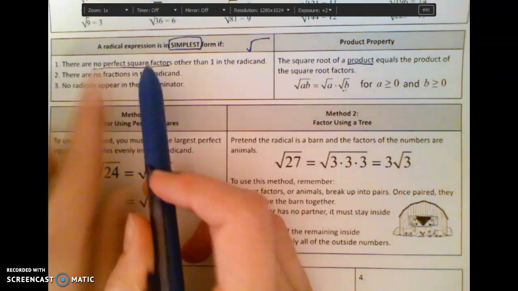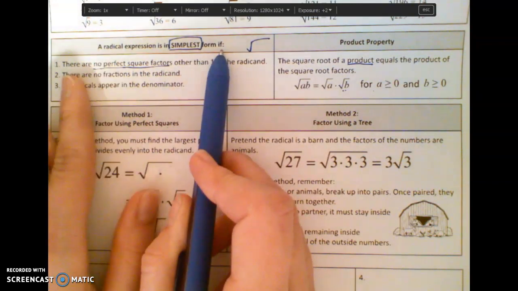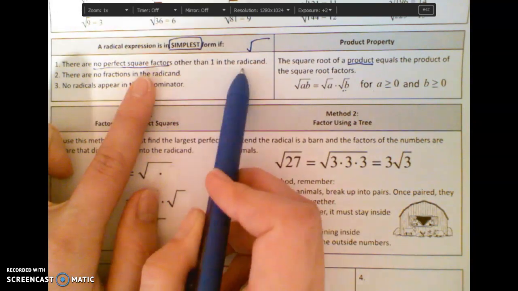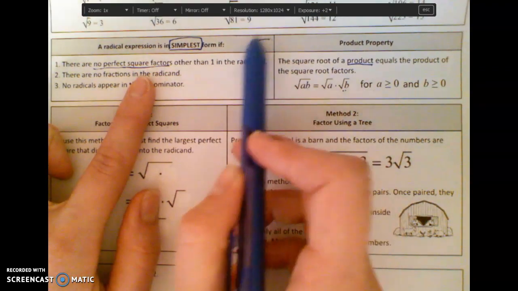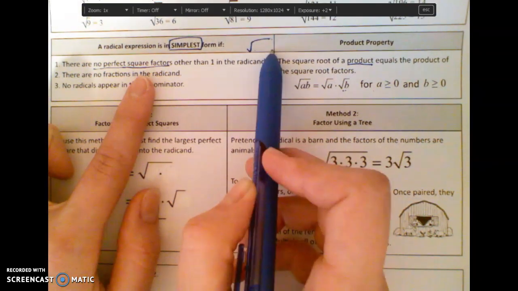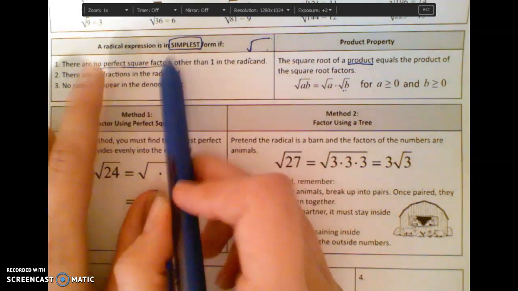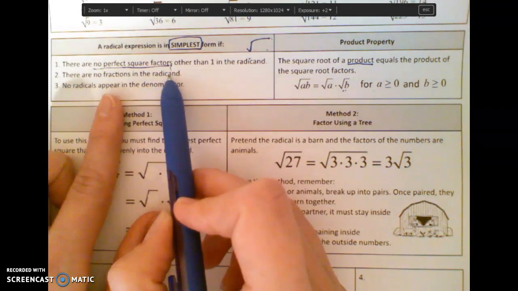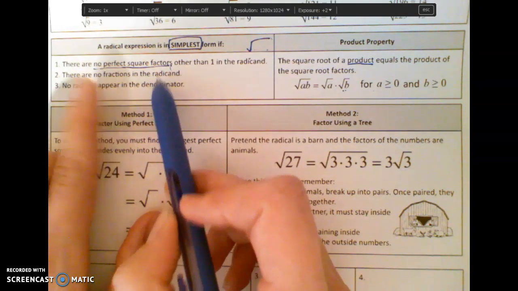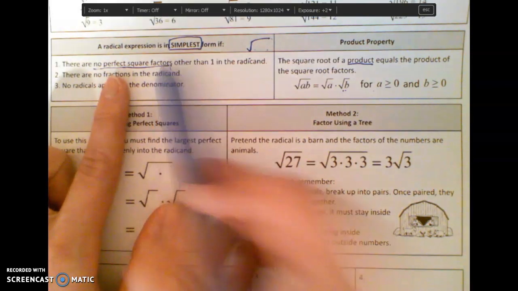First one, a radical expression is in simplest form if three things. There are no perfect square factors other than 1 in the radicand. So that means when you look inside that radicand, under the root, if there are any perfect squares left, you've got to get rid of them, and then we'll be finished. Second thing, there are no fractions in the radicand, and then there are no radicals in the denominator. Numbers 2 and 3 of this we won't worry about today, just the perfect square factors.